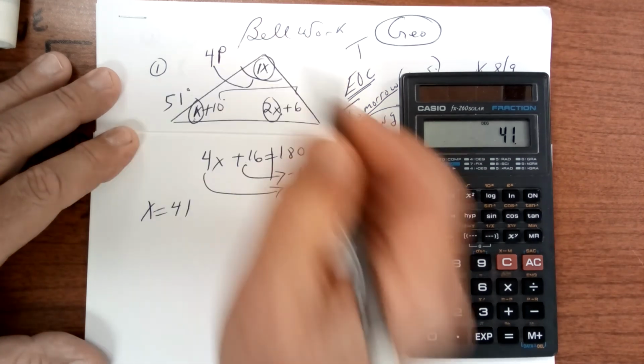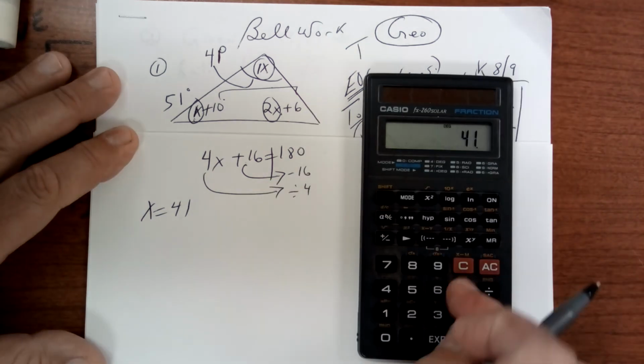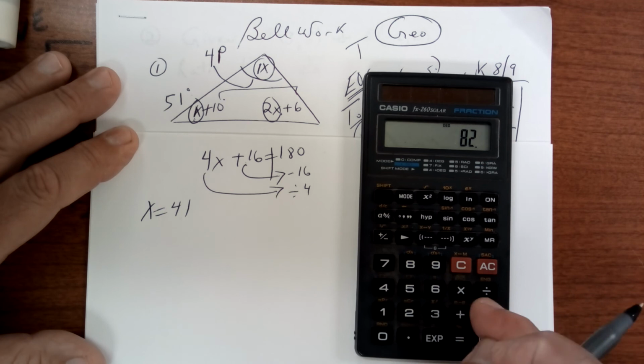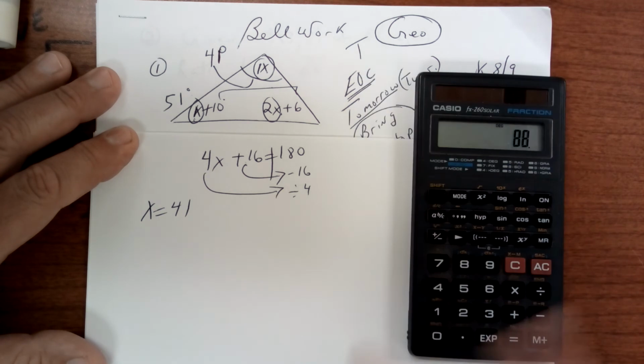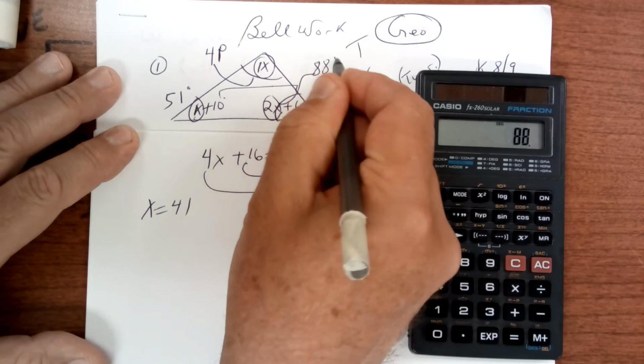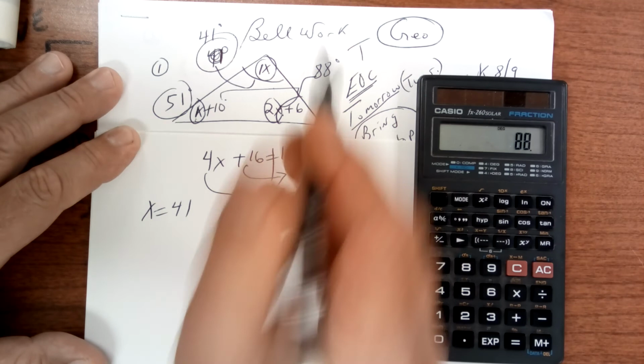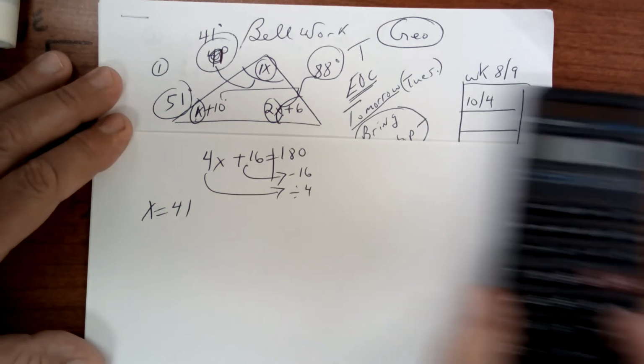And then this one is going to be 2 times 41 plus 6. So times 2 plus 6. I get 88 for this angle right here. And if you add that up, you should get 180 degrees. All right, let's move on.